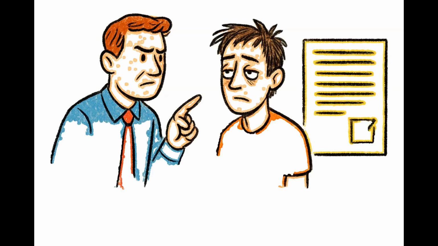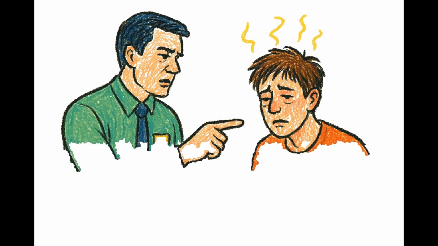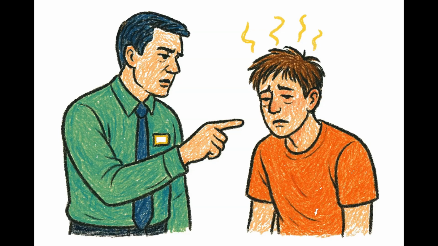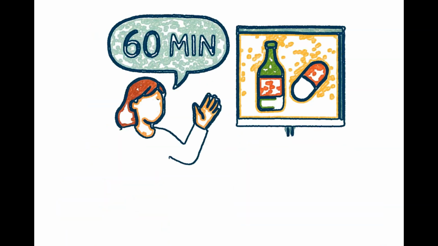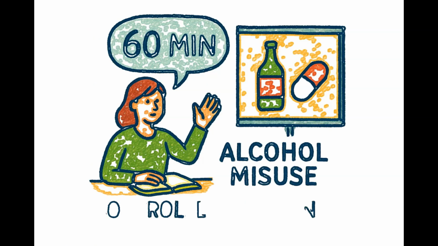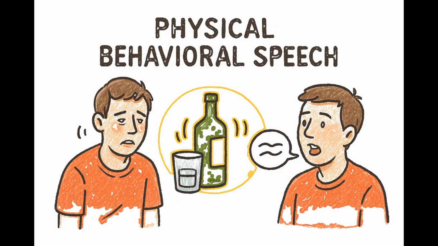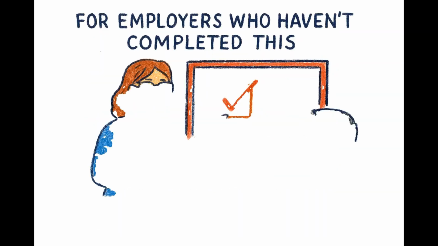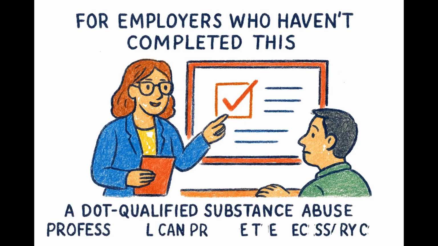The fourth situation is reasonable suspicion testing. If a trained supervisor observes behavior or appearance that suggests you might be under the influence, they can require a test. The key word here is trained. The supervisor can't just have a hunch. They must have completed at least 60 minutes of training on alcohol misuse and another 60 minutes on controlled substance use. This training covers the specific physical, behavioral, speech, and performance indicators of probable impairment. For employers who haven't completed this, a DOT-qualified substance abuse professional can provide the necessary course.